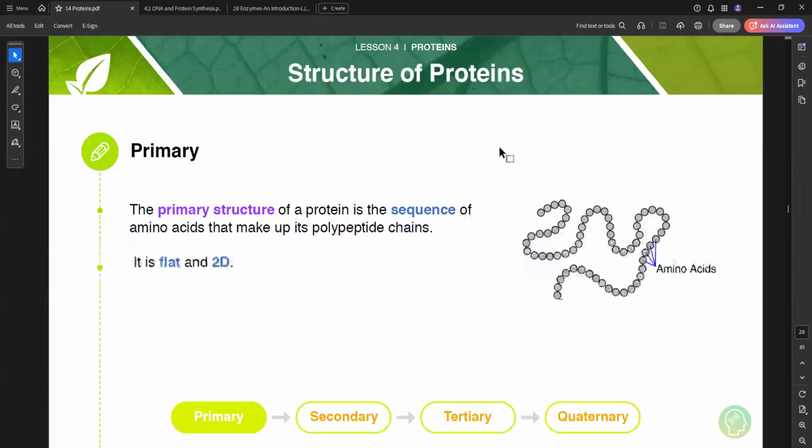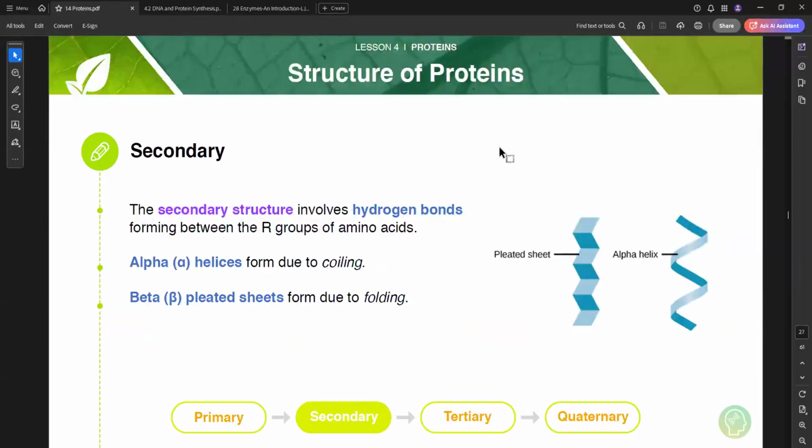So this is just, again, words to what we've discussed. Primary structure is a sequence of amino acids that make up a polypeptide chain. It is dictated by the sequence of bases and codons within the DNA. It will be flat and 2D. The bonding between your amino acids is a peptide bond. Your secondary structure involves hydrogen bonding between the R groups of the amino acids within the primary structure. As we said, you're going to form alpha helices and beta pleated sheets from coiling or folding, depending on where those bonds form.